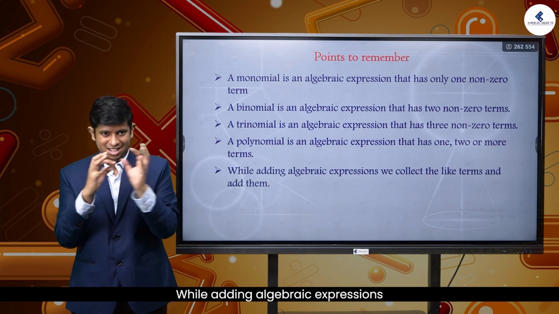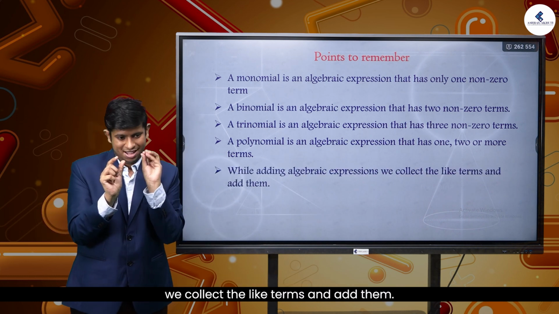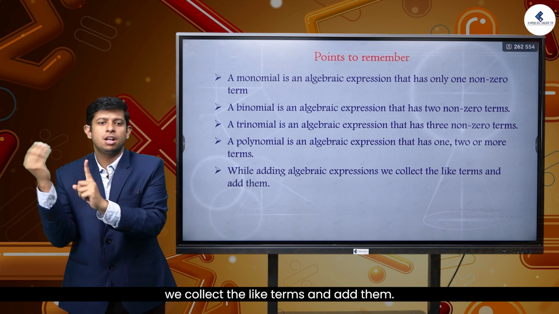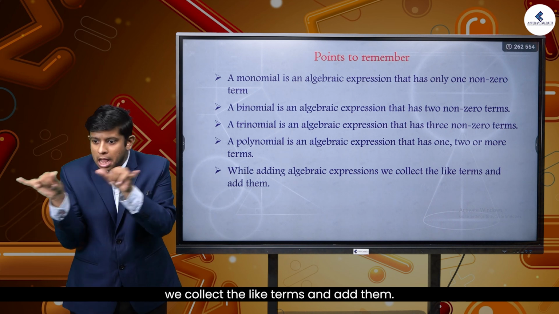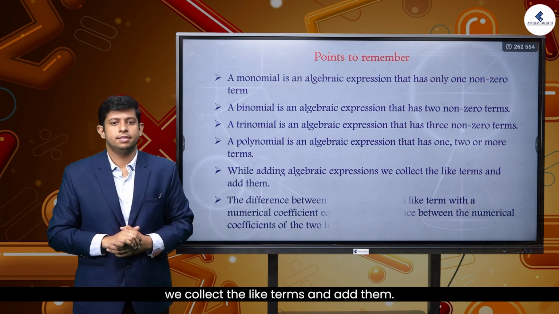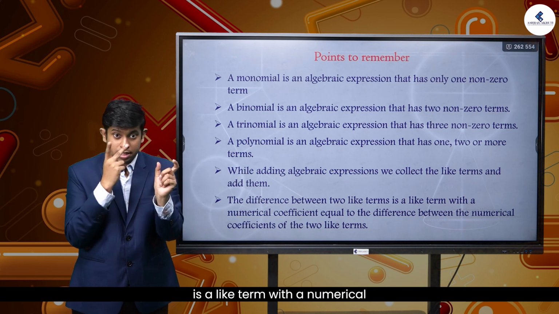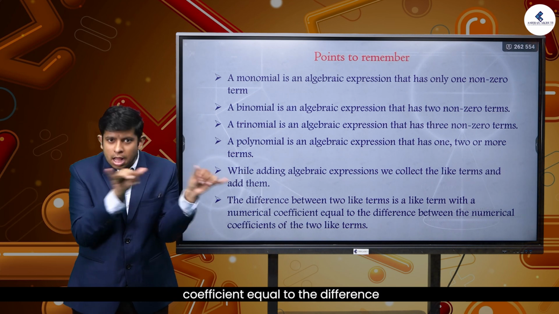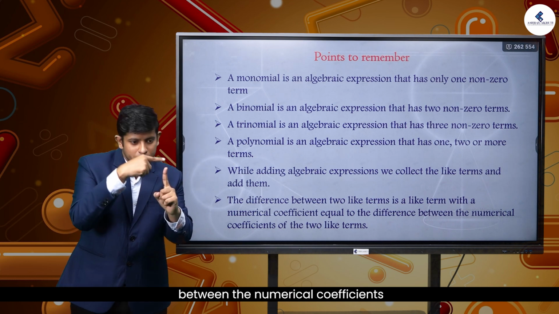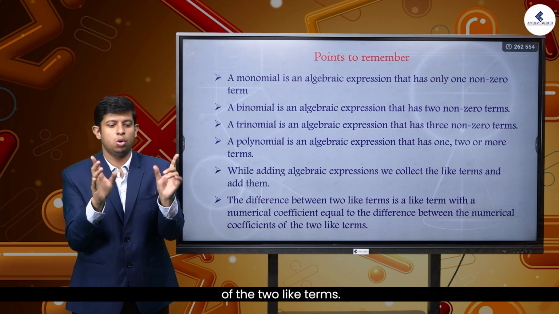While adding algebraic expressions, we collect the like terms and add them. The difference between two like terms is a like term with a numerical coefficient equal to the difference between the numerical coefficients of the two like terms.